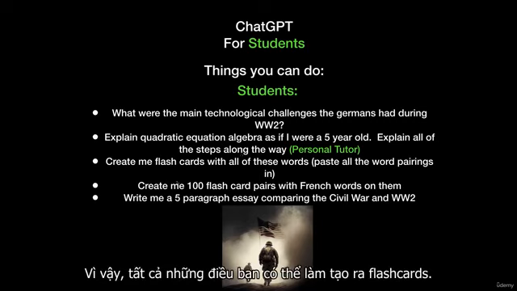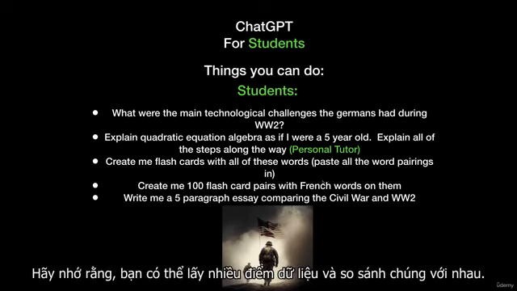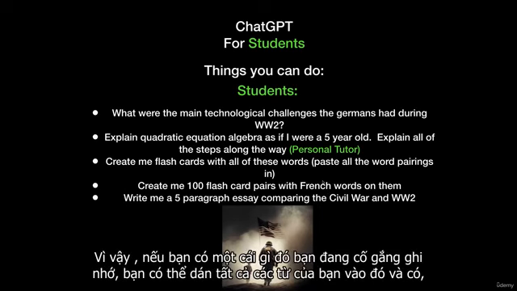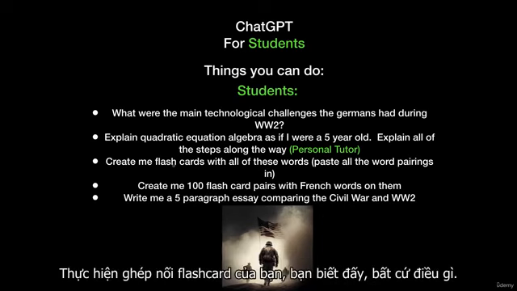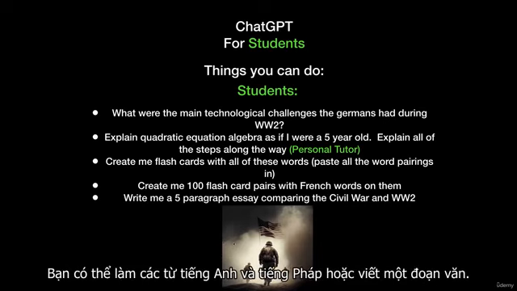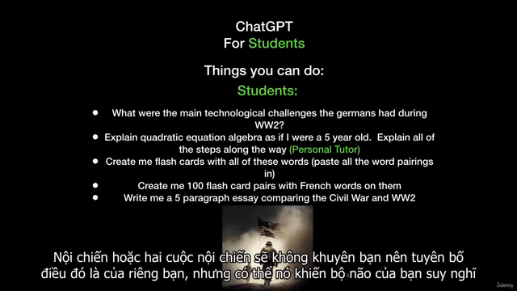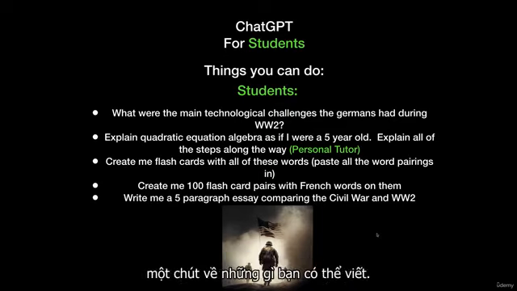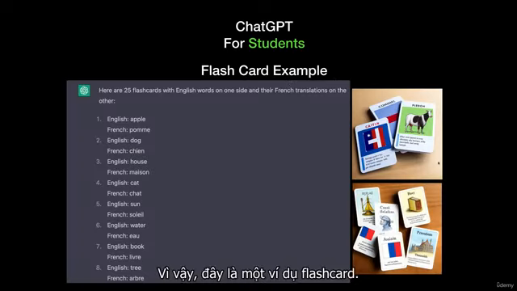So other things you could do: create flashcards. Remember, you can take multiple data points and compare them to each other. So if you have something you're trying to memorize, you can paste all your words into there and make your flashcard pairing. You could do English and French words, or write a paragraph, Civil War and World War II. I wouldn't recommend claiming that as your own, but maybe it gets your brain thinking a little bit in terms of what you could write. So here's a flashcard example.